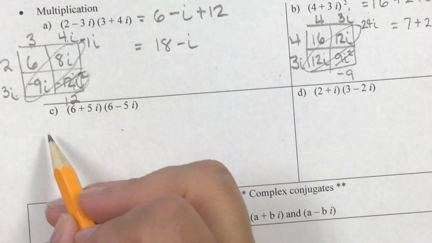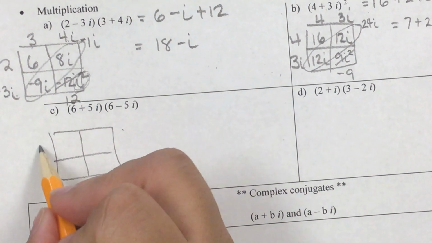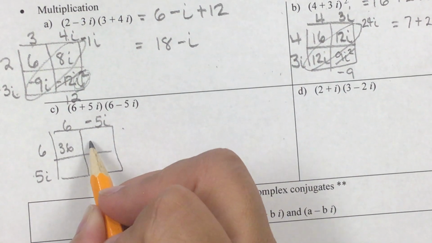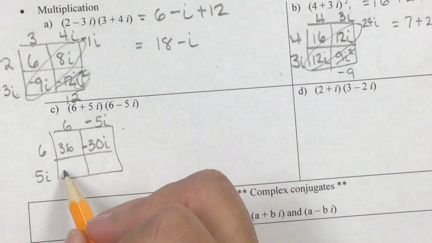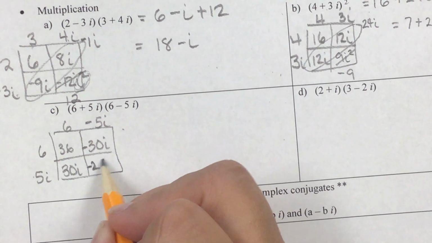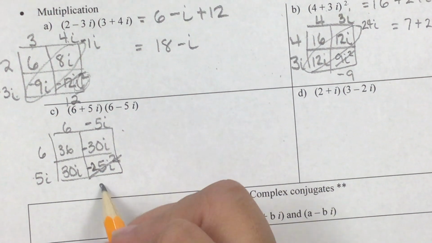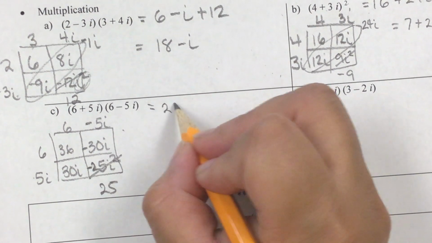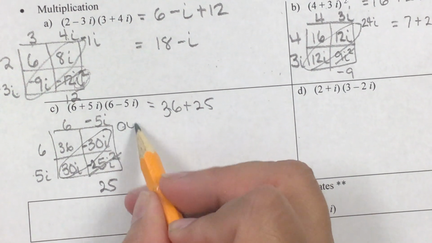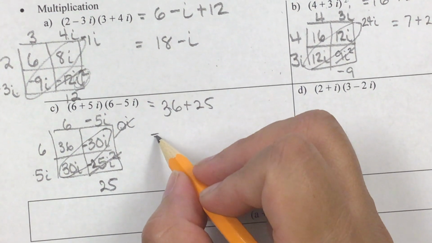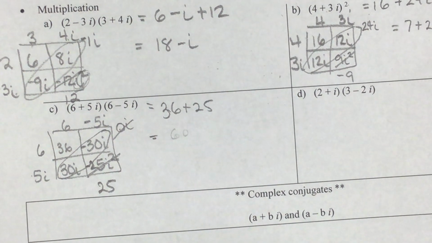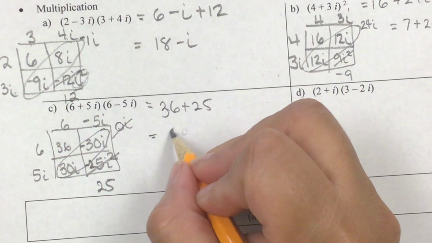Let's do it again. Over here, we got our box. 6, 5i, 6 minus 5i: 36, 30, negative 30i. And this is positive 30i. And this would be negative 25i squared, which changes the sign to just positive 25. So you have 36 plus 25, because when you add these two together, you get 0i, which we don't need to write. And that gives you 60... 61. Sorry.